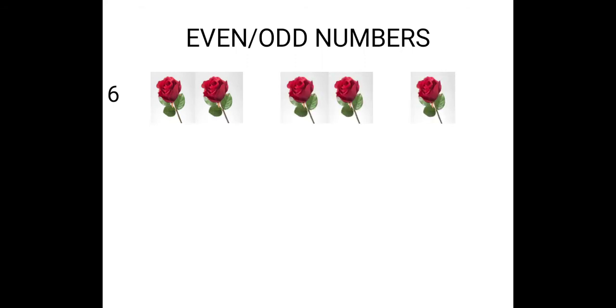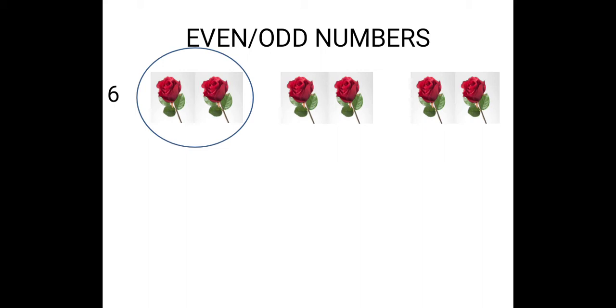Now, first of all, let me draw some pictures. See, I am drawing 6 flowers. 1, 2, 3, 4, 5 and 6. Now, students, for even numbers, we will make a pair. Pair means when two objects come together, they make a pair. So we will make a pair in which we will circle two flowers.